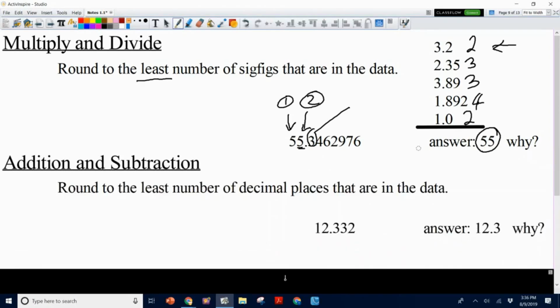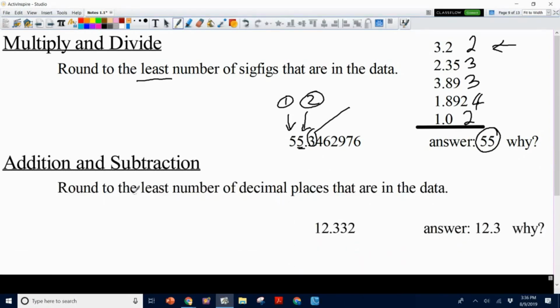The rule for addition and subtraction is round to the least number of decimal places that are in the data. Okay, so if we add all these up, we're going to get 12.332. What's the least amount of places? It's 1 number past the decimal. So we're going to round this to 12.3. We're going to look at the second 3 to see if we're going to round this first 3. And of course, since it's a 3, we don't. So that's why our answer is 12.3.